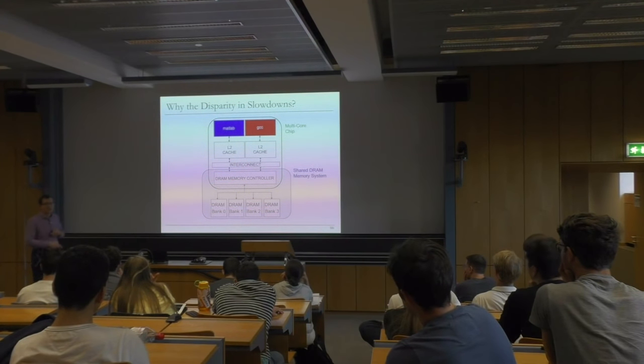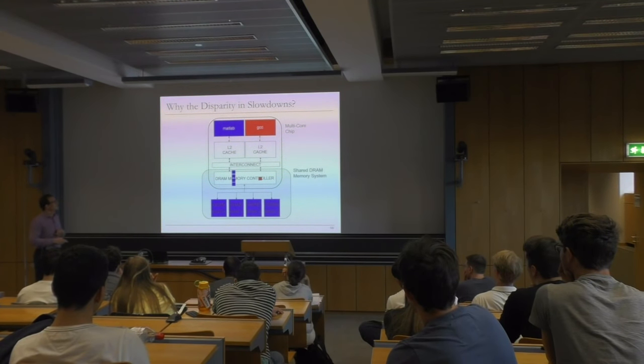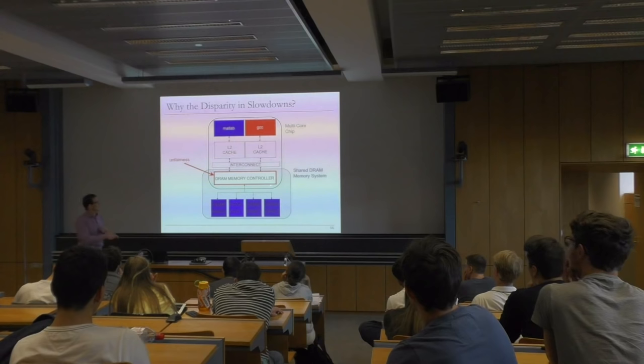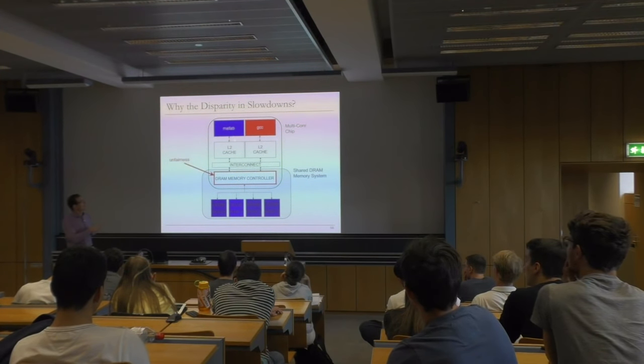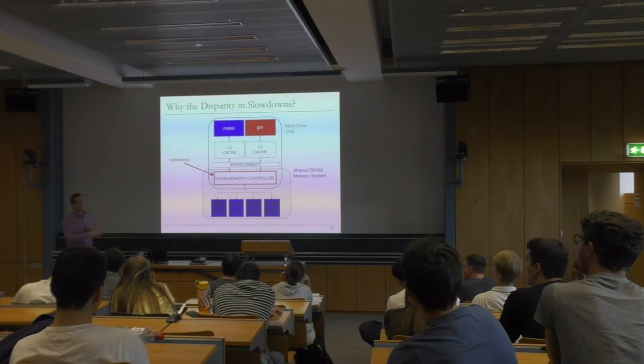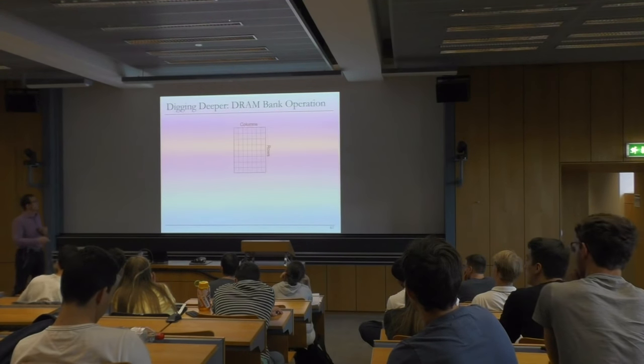And if you run MATLAB and GCC, this is what happens. MATLAB has a lot of requests, GCC has one request once in a while, just like you described, and somehow the memory controller prioritizes MATLAB's requests like this, and GCC, the poor GCC, doesn't get its request serviced for a long time. And we identify the problem as unfairness in the memory controller. This is really because the memory controller is not aware of these cores, not aware of the fact that the requests are coming from different cores, and as a result its policies are unfair. Let's take a look at that a bit.